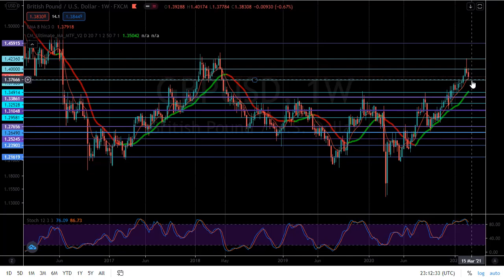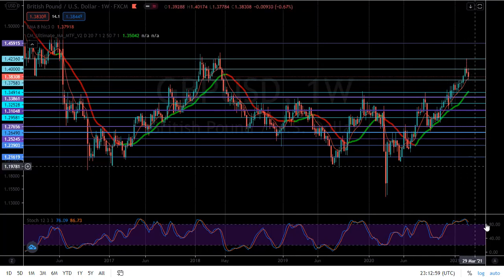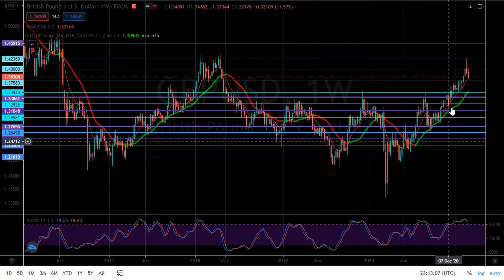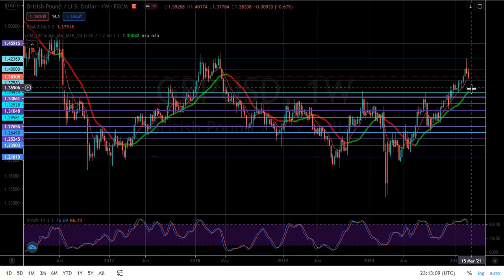So I want to see price come down into the next key level of support at the 1.35 handle, the 1.3510 area. Basically, we have the 1.3750 area to contend with first of all, because it's acting as support right now. But based on the candle formation here, and we've gotten bearish divergence on the stochastic here, I want to see price go to the downside.